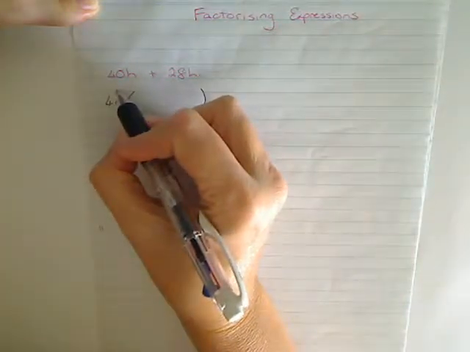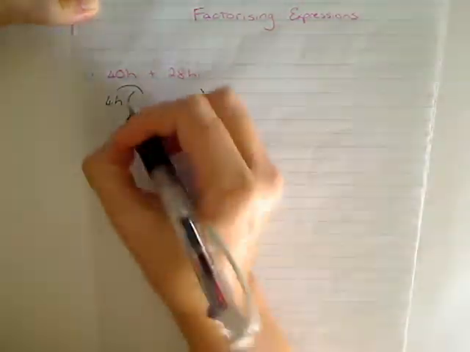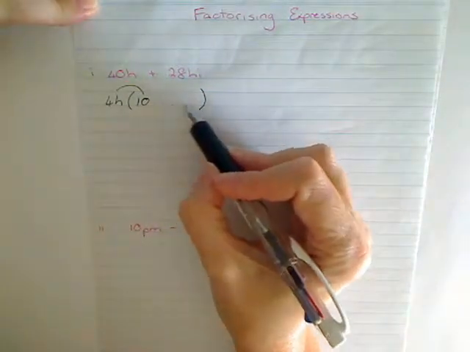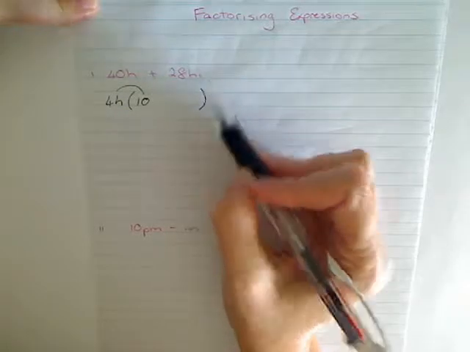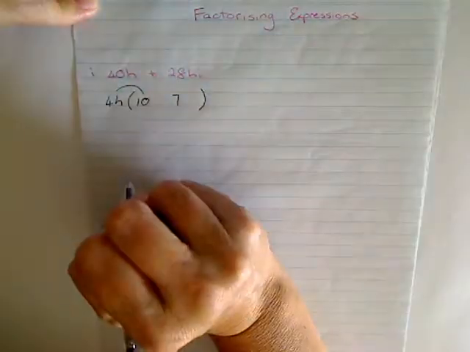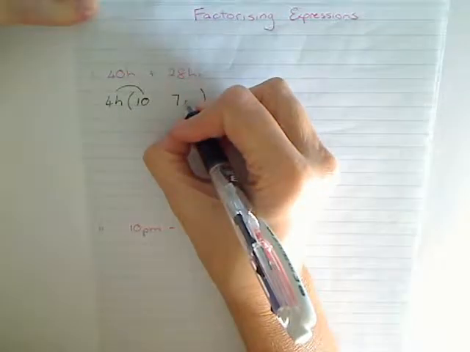Left inside, when we think of our distributive law, 4h by what would give me 40h, and I'd need to multiply by 10. 4h by what would give me 28hi, and it would be a 7. 4 7s are 28. I've already got my h covered, I'd need my i. Now that's the fast way.